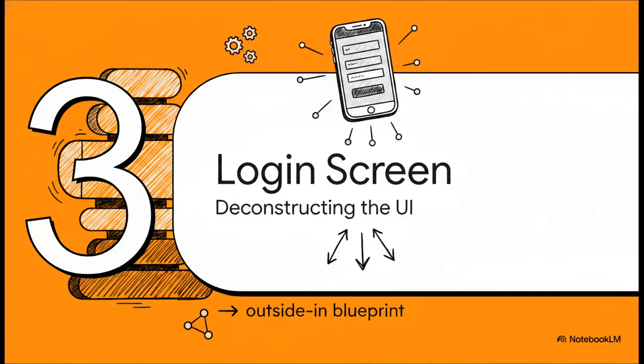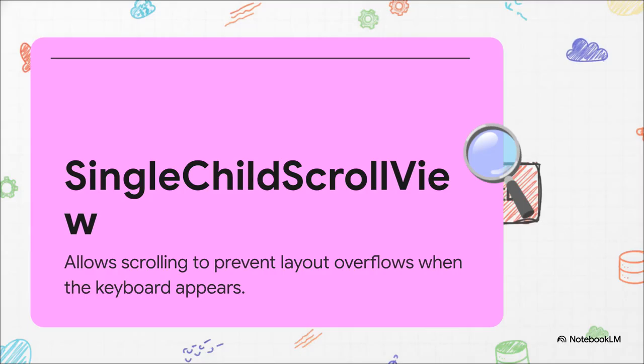That brings us to section 3, deconstructing the login screen. Let's shift our focus to our first practical task and apply that blueprint to the front door of our app. We're going to build the outer shell of our login screen before we even think about text fields. Our foundation relies on 3 key widgets.